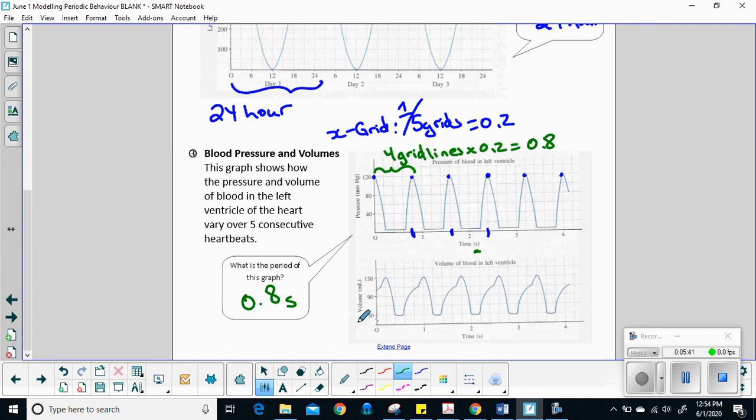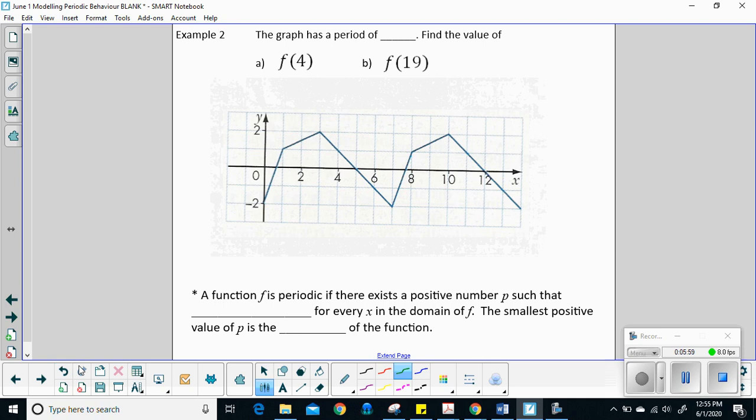Okay, so sometimes you have to pay attention to what the grid is showing you. And ditto down here. See, I have a max, a max, a max. It's a cooler shape, but it's still repeating every 4 grid lines, same scale, so 0.8 seconds. Cool. All right. What else we got?